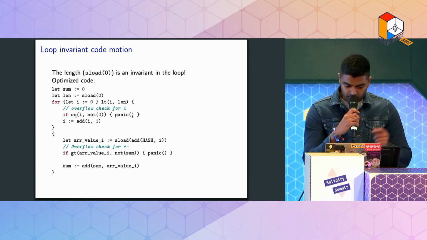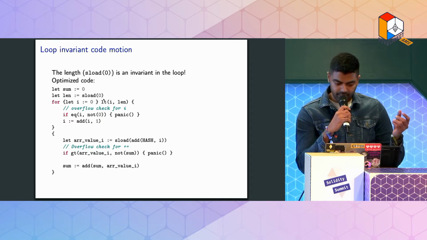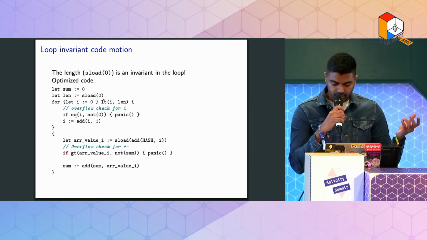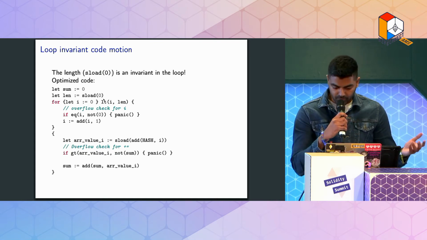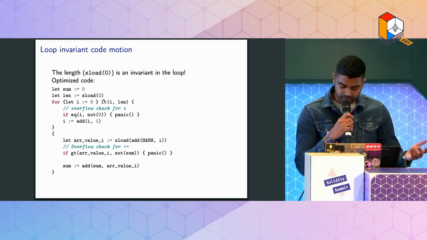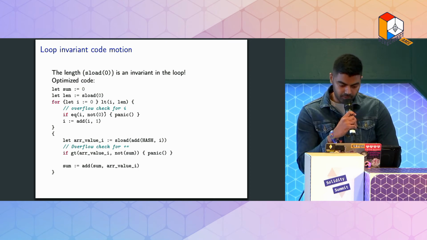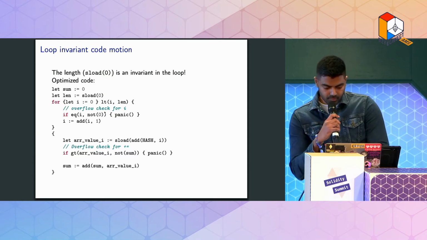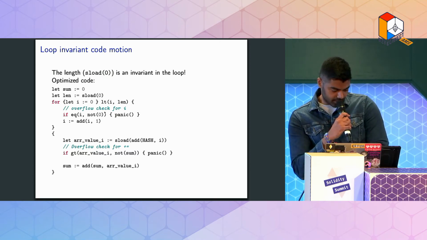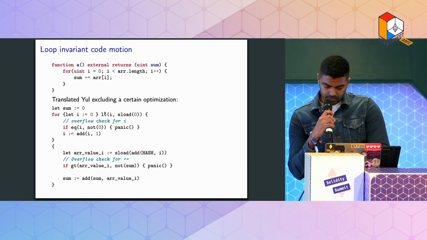So the optimized code would look something like this. So the length is outside the loop, and it saves around 100 gas for every loop iteration. Of course, there are a couple of more optimizations possible here. The overflow checks for the I can be removed. The compiler doesn't do that right now, but we do have some future plans to do that. But let's just say that, yeah, this is how the optimized UL would look like for this code.